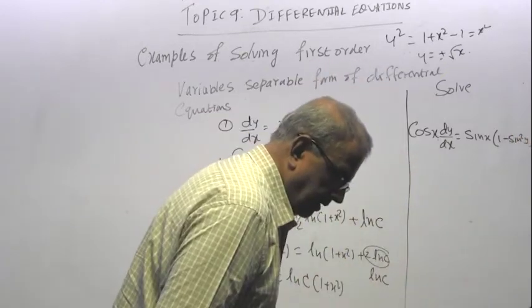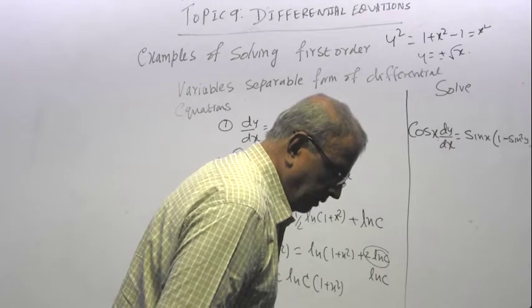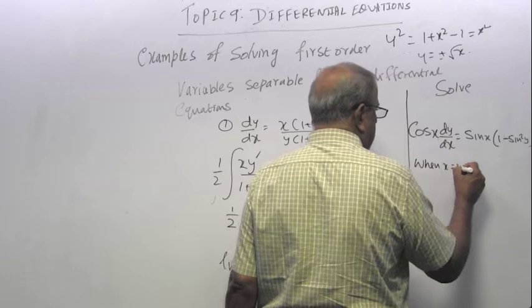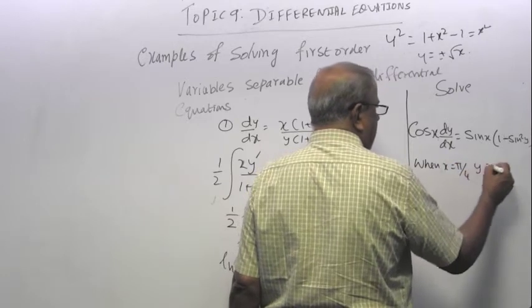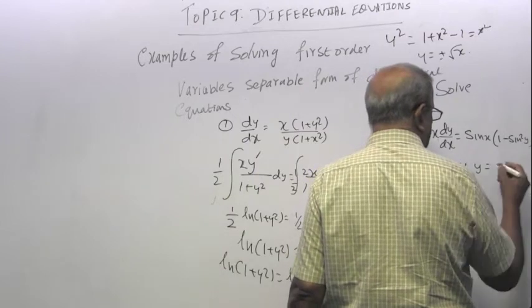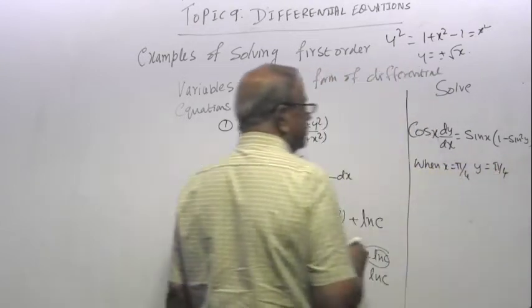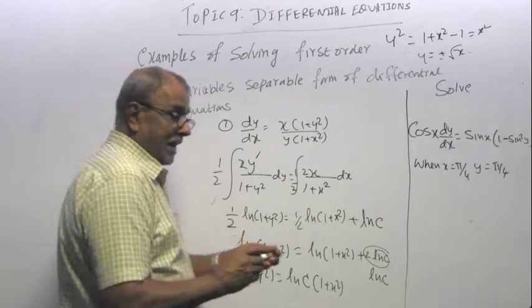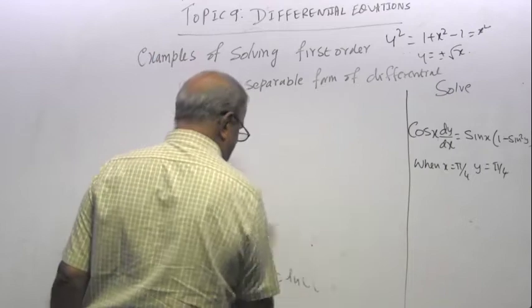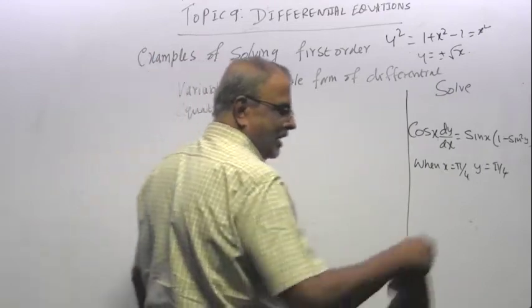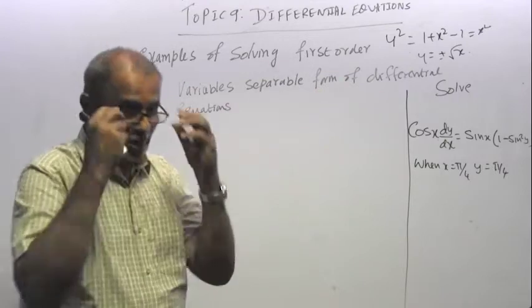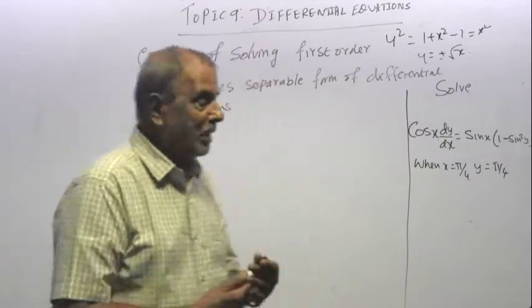Okay. When x is pi over 4, y is pi over 4. Alright? I just made up the question on the spot. Well, apart from the fact that I'm a genius, I have to make sure the question works. I'm keeping my fingers crossed. I'm not too sure whether it's going to work or not. I hope it works. Right.